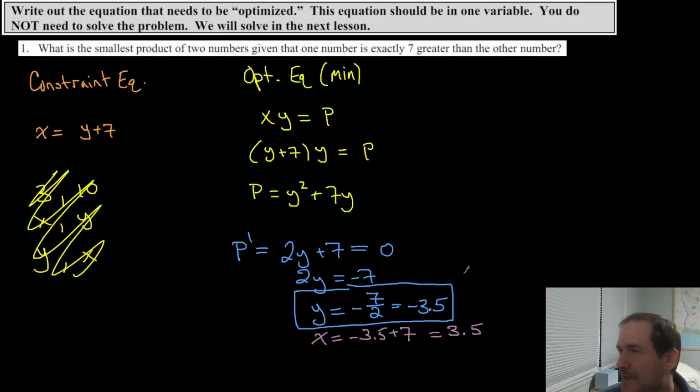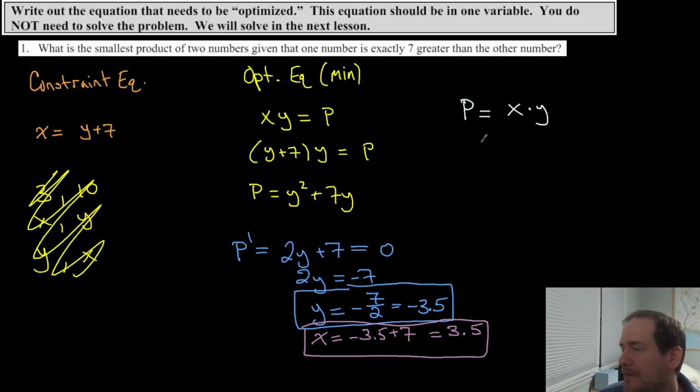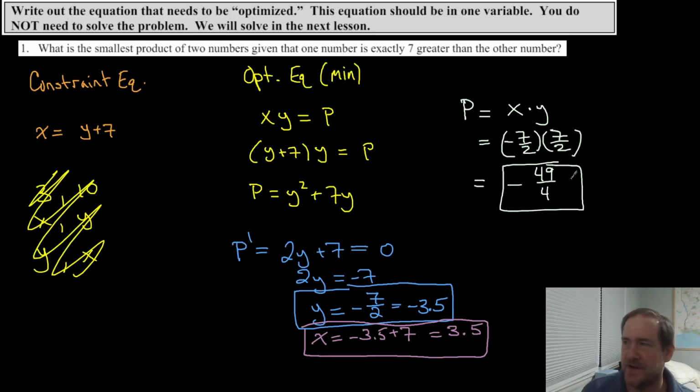Yeah. So that's it. What is the smallest product? Oh, okay. So that's kind of good. For this problem, they didn't actually ask us for the two numbers. They asked us for the product. So make sure you give me the final answer that says, the actual product is x times y, which means it's going to be negative 7 halves times positive 7 halves. So that's going to be negative 49 fourths. And that's actually your final answer, because you want to give that minimized product.